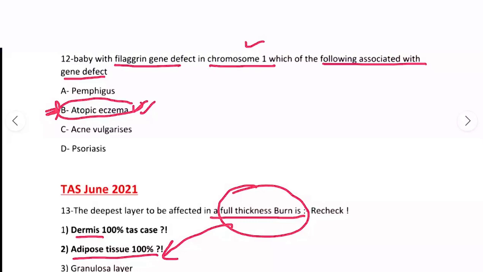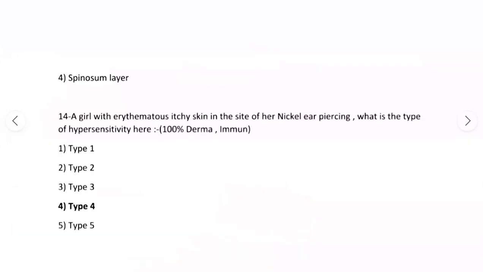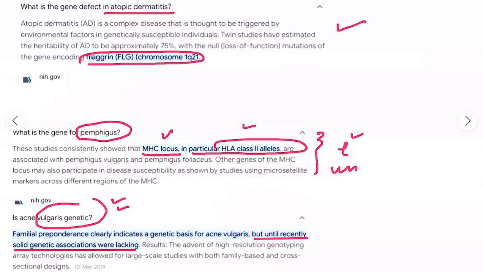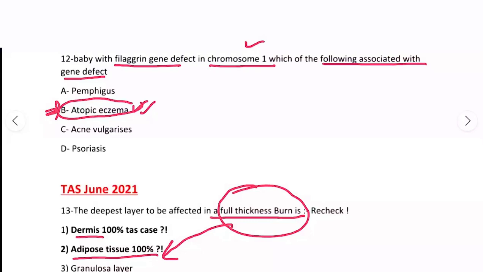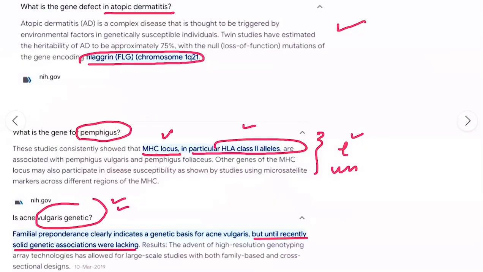Let us see what they have given us among the options. This goes up to adipose tissue. Okay, 2 is the correct answer for the full thickness burns, right? Okay, the next one.